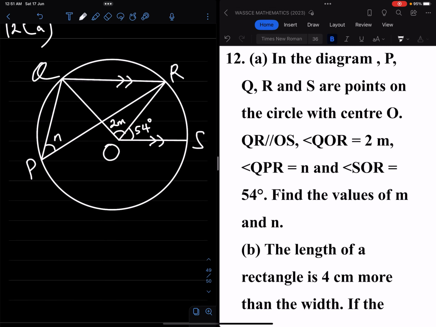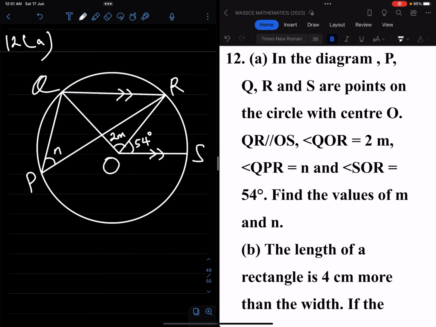Straight to the next, and that's number 12. In the diagram, it's 12a. In the diagram, P, Q, R and S are points on the circle with center O. QR is parallel to OS.